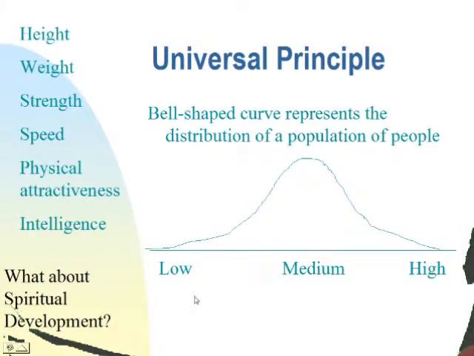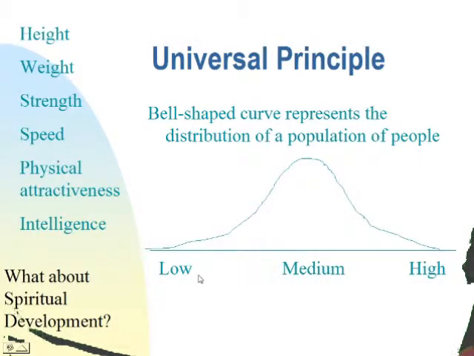Also, weight. There are very light people. Most people are of average weight, and there are some very heavy people. Also, strength. There are people who are pretty weak, and then most people have average strength, and some people are really strong. Same thing with speed. Some people are slow. Most people, the greater percentage of people, have average speed, and there are some people who are really fast.